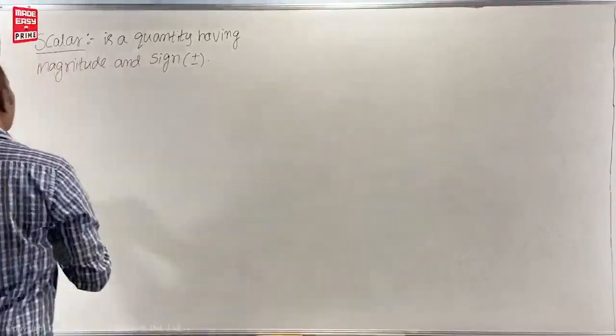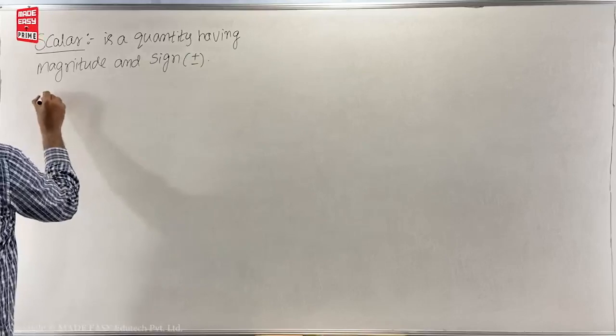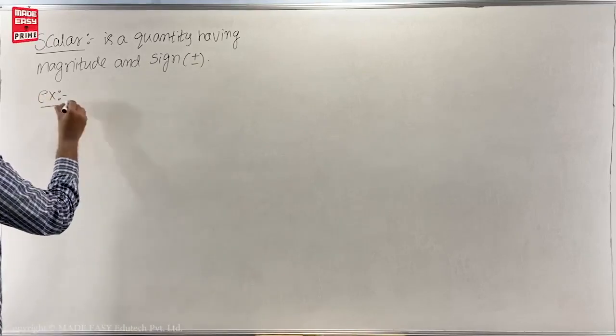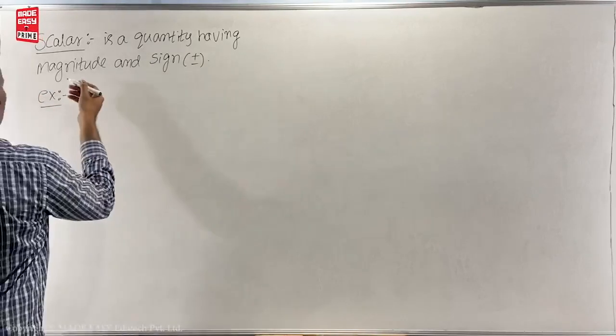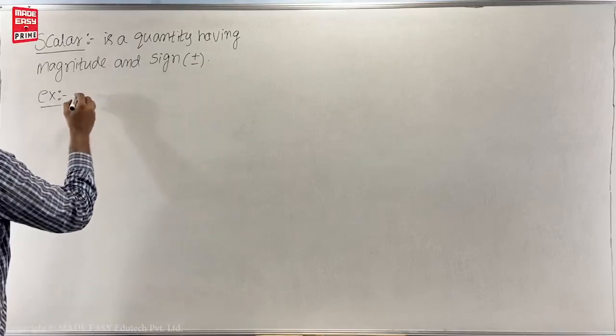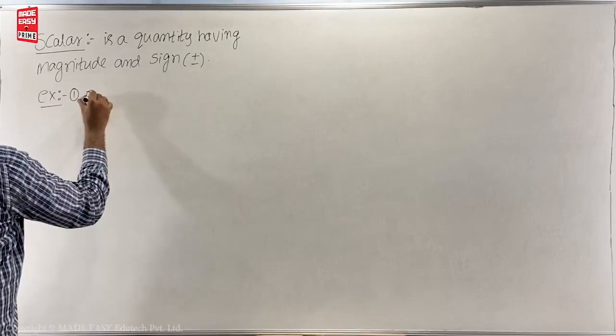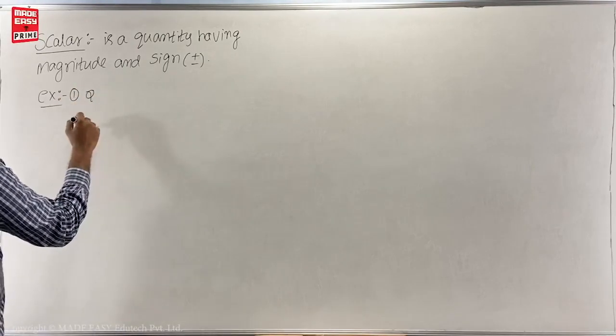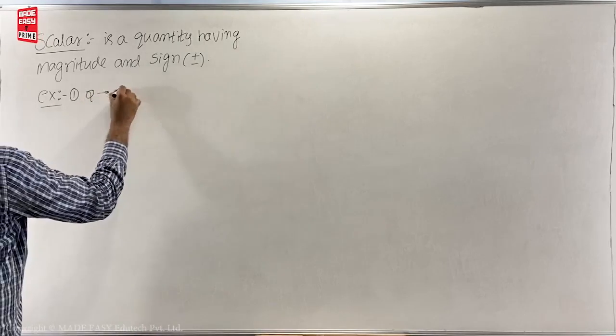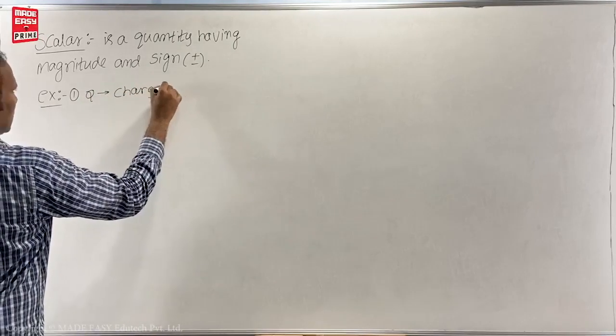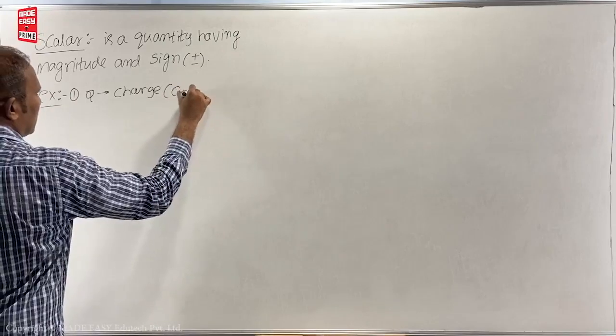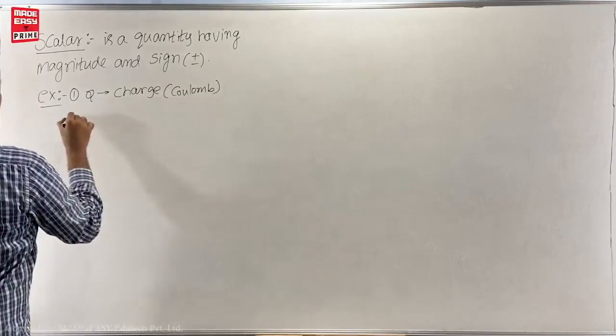So that is that one. In our subject, what are the examples of the scalars? So scalar examples are Q, capital Q or otherwise small q. Q means charge, so unit is coulomb.